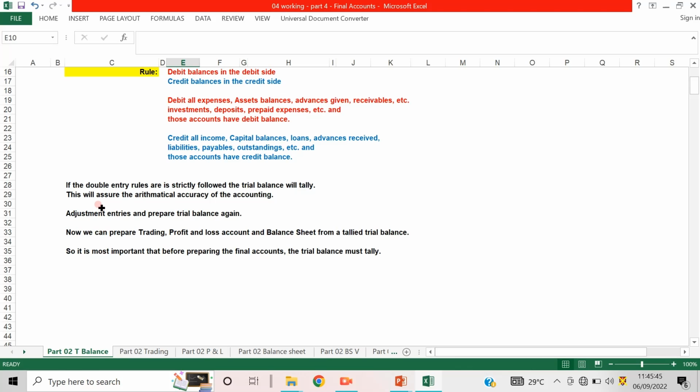While training, it should be taught how and which account should go where, in principle. So that is how it is. Then make adjustment entries and prepare the trial balance again.